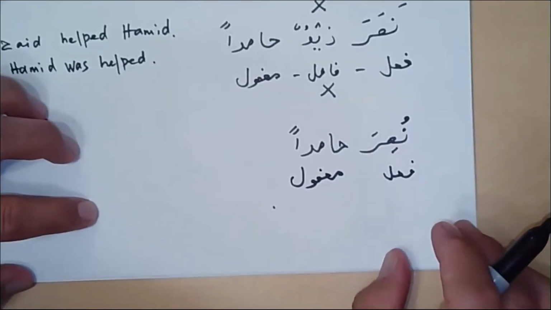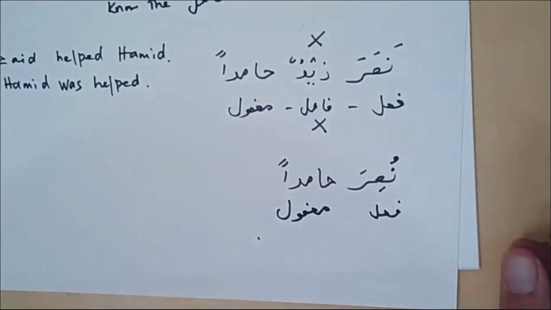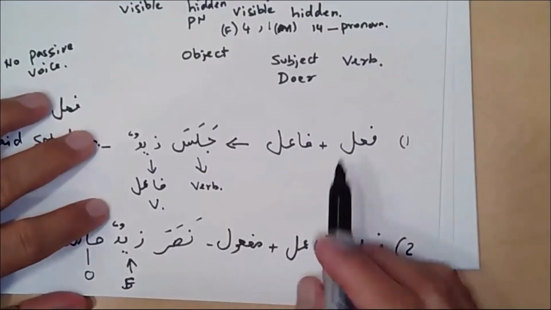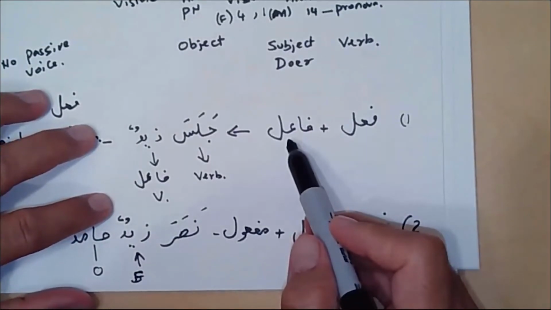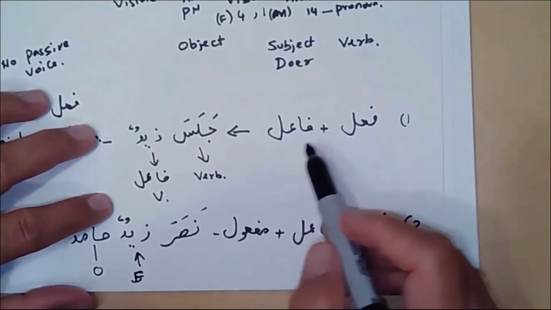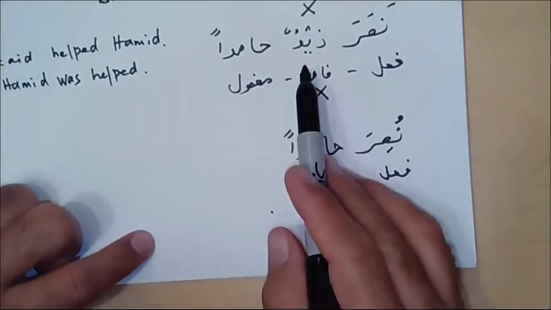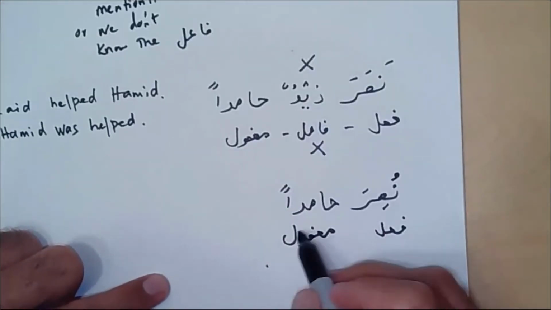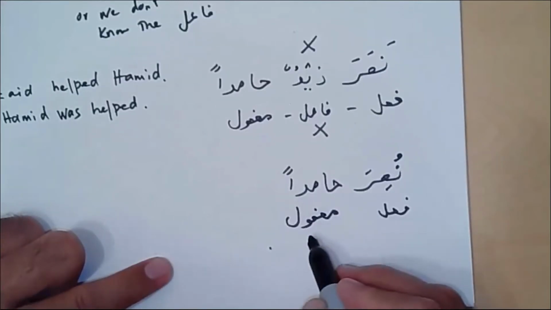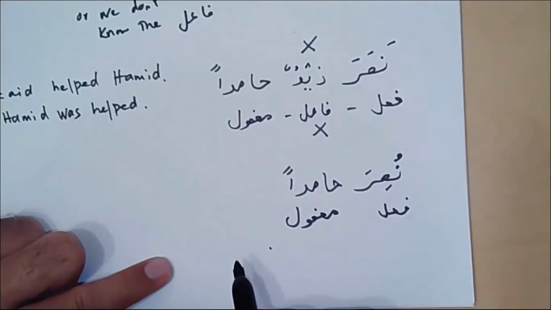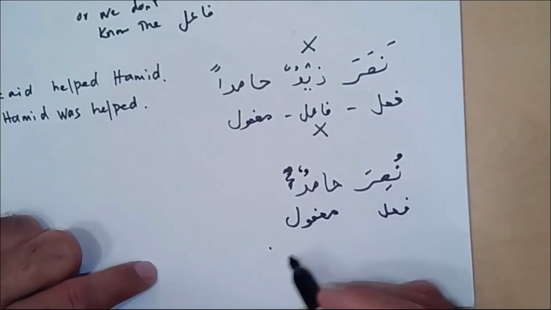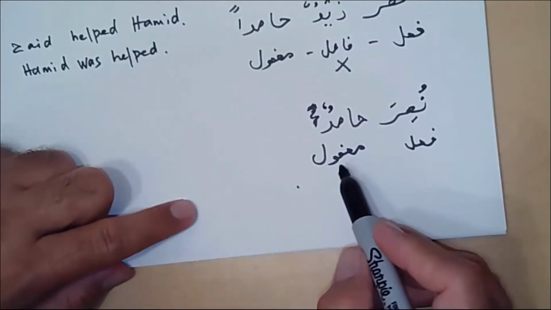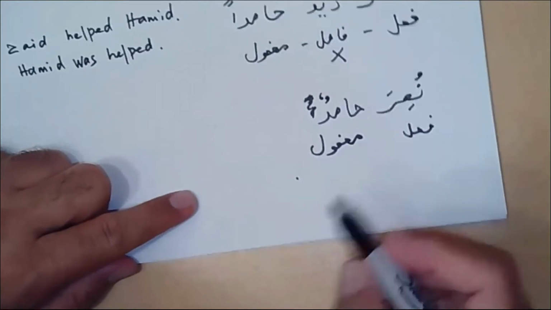Making sense? But we said in the earlier slide that the minimum we need is fa'il and fa'il. We need to have a fa'il; the jumla has to have a fa'il. So in this case, when we took the fa'il away, we cannot just leave the maf'ul there. We have to convert this maf'ul into fa'il. So we're going to call it Hamidun. Nusira Hamidun. But is this a maf'ul anymore, or is it not a maf'ul anymore? It's not. But can we call it fa'il?